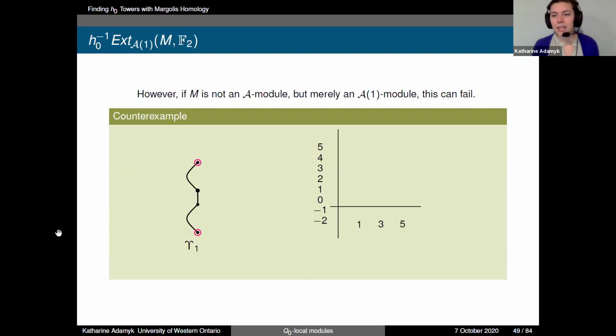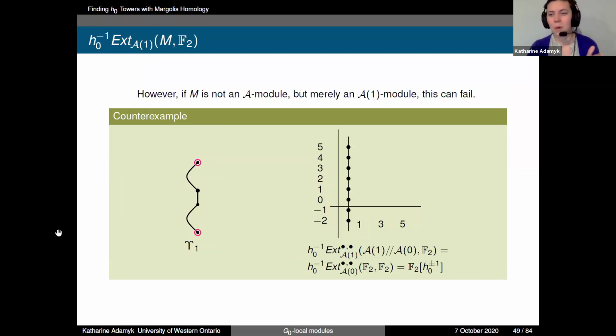Okay, but this theorem assumed that we had a module over the entire Steenrod algebra. If we just have an A1 module, this can fail. So if I take my one Seagull, what this theorem would predict for the H naught inverted Ext term of this module is that I would have a tower in degree 0 and a tower in degree 5, and they would repeat every 4 degrees. This is not what happens. We have just one tower in degree 0. You can compute this pretty quickly using a change of rings isomorphism. Again, it's very useful.